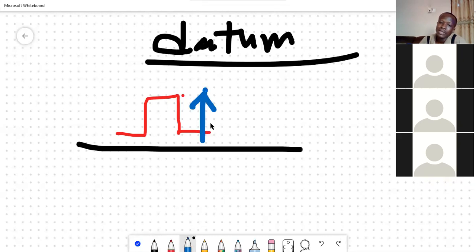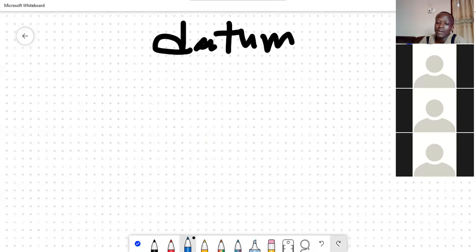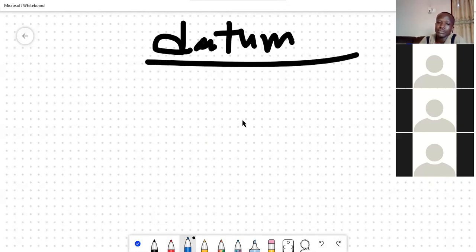From here to here now defines the height, so that you can know whether you are there or not. So the surveyor establishes this datum, all right? It's the same thing in concept. So we can talk about the mean sea level. It's a datum, all right?